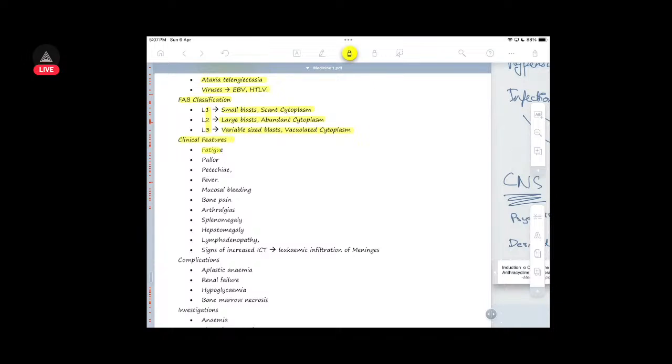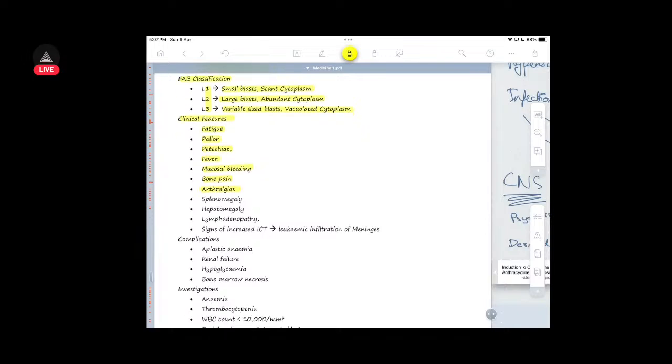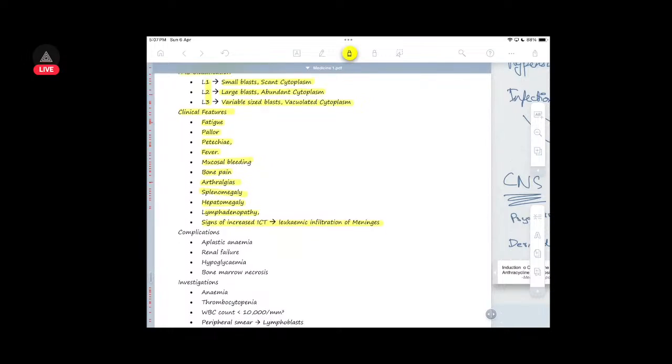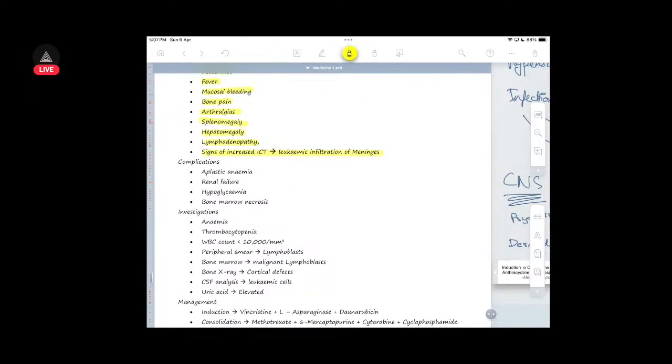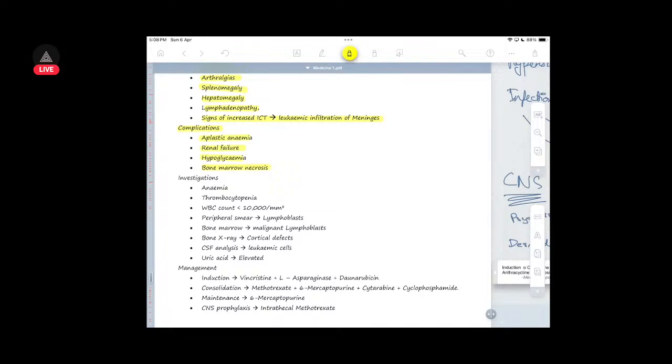So clinical features, you have fatigue, pallor, petechiae, fever, mucosal bleeding, bone pain and arthralgias, splenomegaly, hepatomegaly, lymphadenopathy, and signs of increased intracranial tension, which is leukemic infiltration of the meninges. Complications you have are aplastic anemia, renal failure, hypoglycemia, and bone marrow necrosis can be seen.